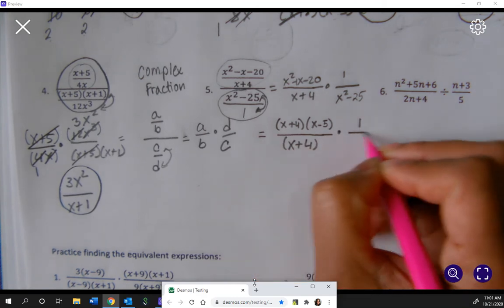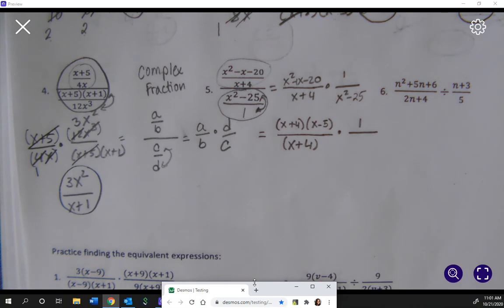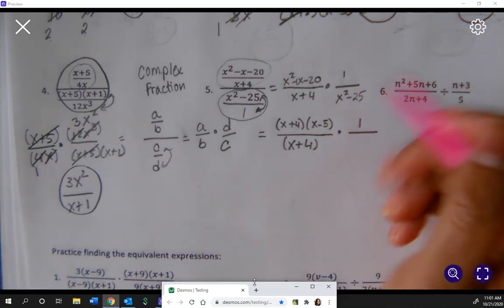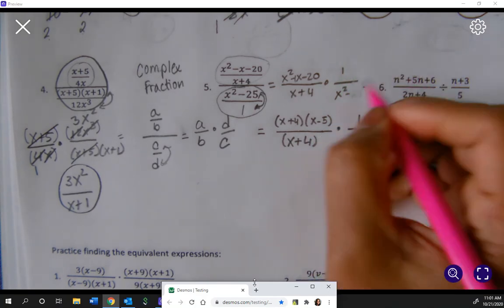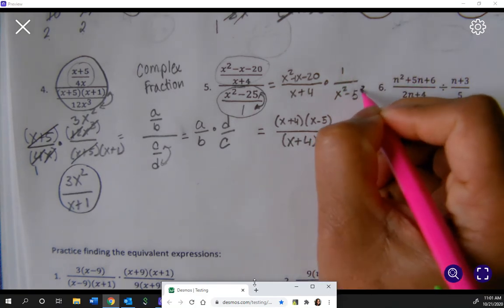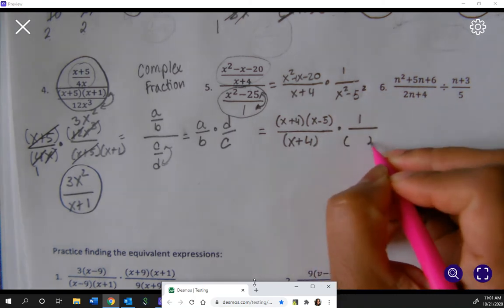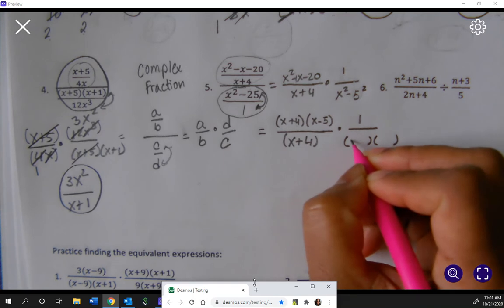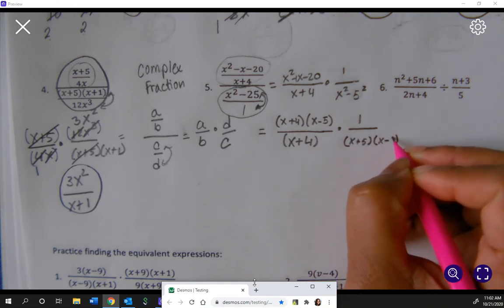Times 1 over. Okay, so this one, I can use differences of square because I can rewrite 25 as 5 squared. So I can use the differences of square formula from unit 2. So this would end up being x plus 5 and then x minus 5.